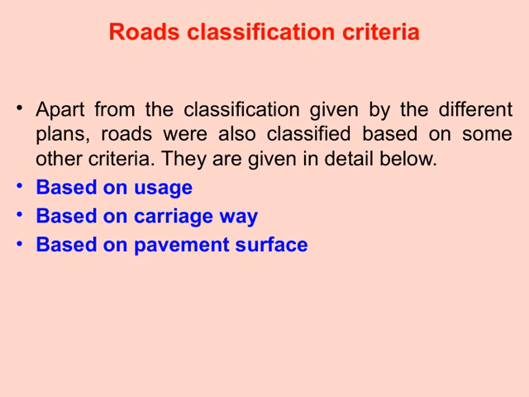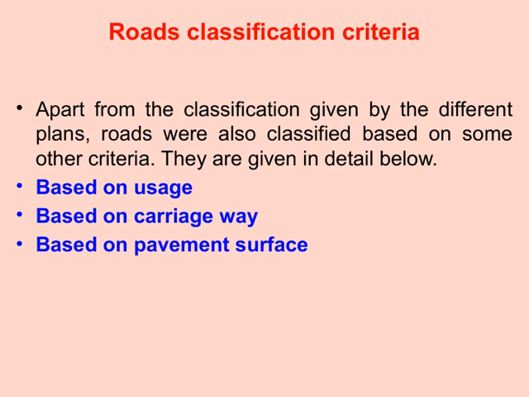Now, let's take a closer look at the road classification criteria. Apart from the classifications provided by various planning documents, roads are also categorized based on several other important factors. These criteria help us understand the functional aspects and usage of different roads. First, we consider the classification based on usage. This means looking at how the roads are used, whether they serve local traffic, connect different regions, or handle heavy freight. Each type plays a unique role in the overall transportation network.